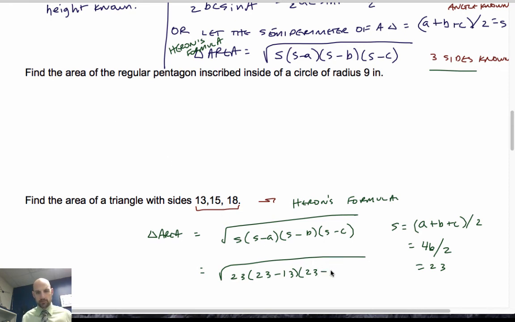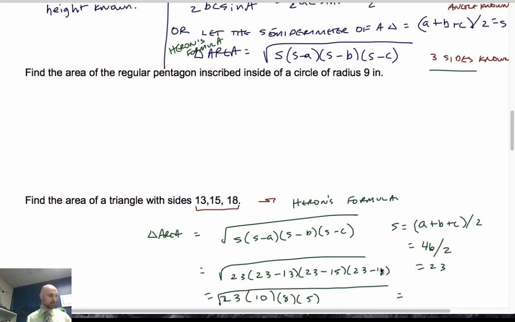23 minus 15 times 23 minus 18. So 23 times 10, this is all under a square root. 10 times 8 times 5, which is equal to the square root of 92,000, which is approximately 96 units squared. Approximately 96, okay? That is great if you have all three sides.